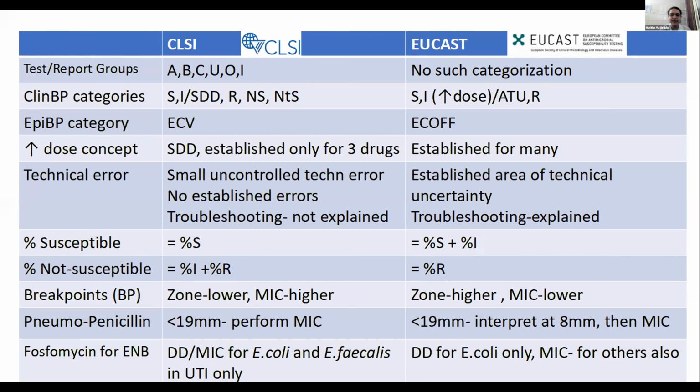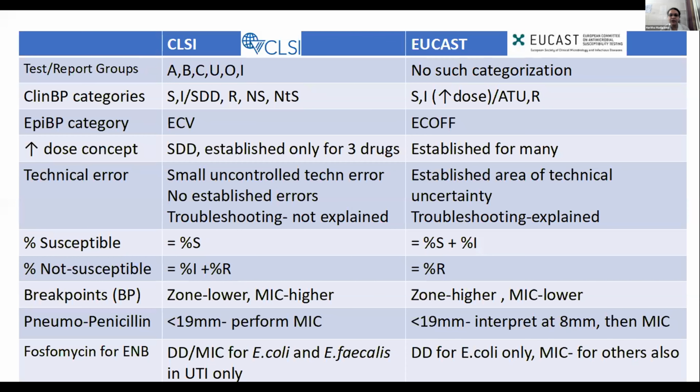And as in the previous question, as I already explained, the percentage susceptible is percentage susceptible. That is, only the susceptible strains are called susceptible in CLSI. But according to EUCAST, both percentage susceptible and percentage intermediate are called percentage susceptible. And the meaning of not susceptible is, the percentage of intermediate and the percentage of resistant strains are called not susceptible in CLSI. In EUCAST, only the percentage resistance is called not susceptible.